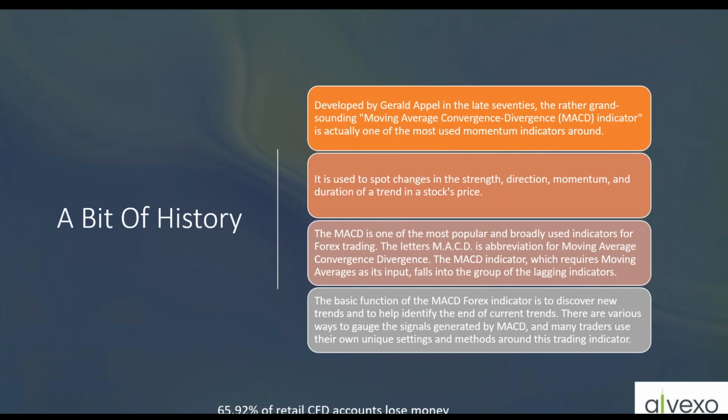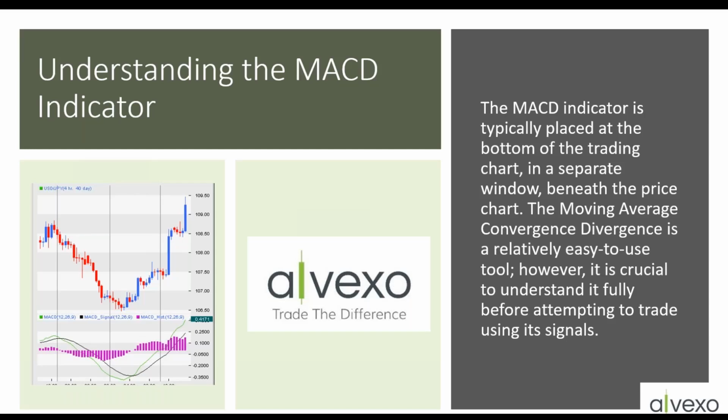Now, the basic function of the MACD indicator is to discover new trends and help to identify the end of the current trend. Now, these are important because a lot of times a trend has started to develop or it's starting to end, and you can't see it in your chart yet. But MACD will help you see this.